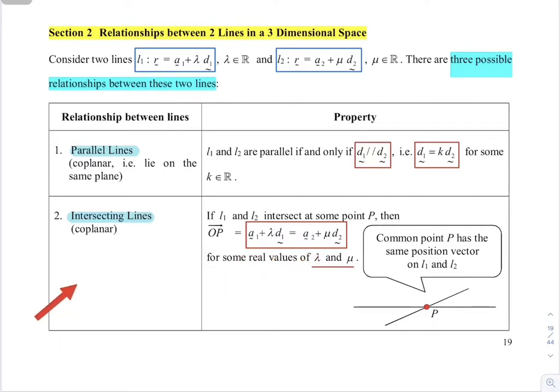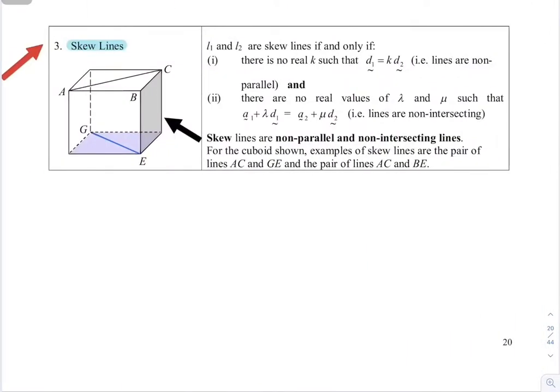The third relationship between lines would be the skew lines. Now what are skew lines? First, the lines are non-parallel, and second, the lines are not intersecting. So how do we visualize skew lines? In this particular diagram, we can observe that the line segment GE and the line segment AC are both not parallel and also not intersecting. They are therefore skew lines.